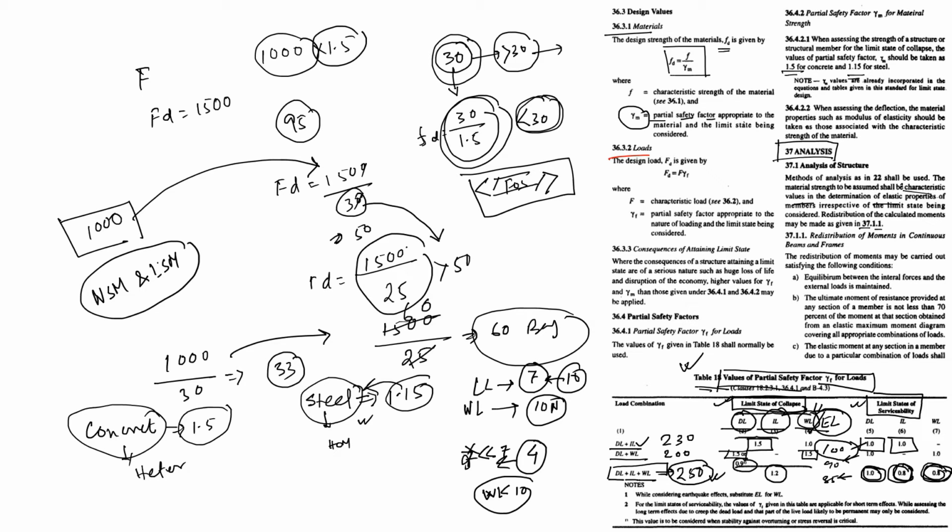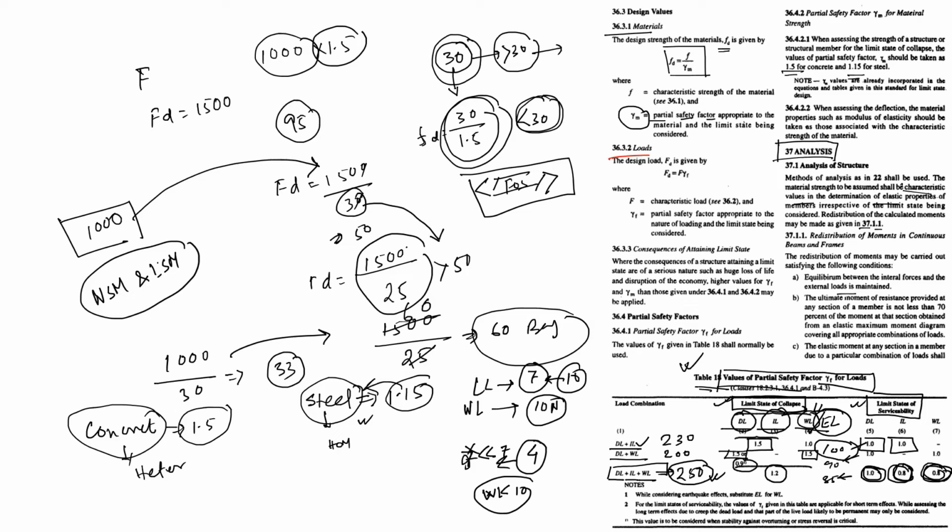Redistribution of moment in continuous beam and frame. The redistribution of moment may be carried out satisfying the following conditions. Equilibrium between the internal forces and the external load is maintained. The ultimate moment of resistance provided at any section of a member is not less than 70% of the moment at the section obtained from the elastic maximum moment diagram.